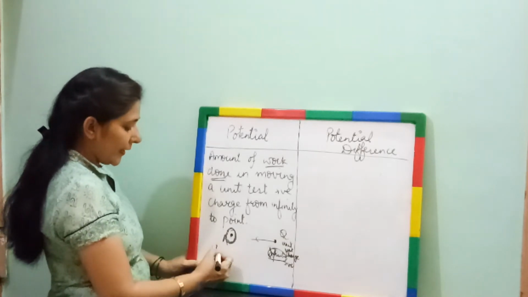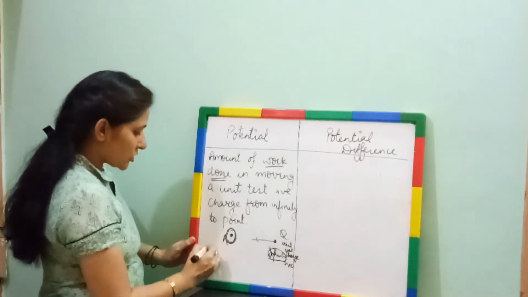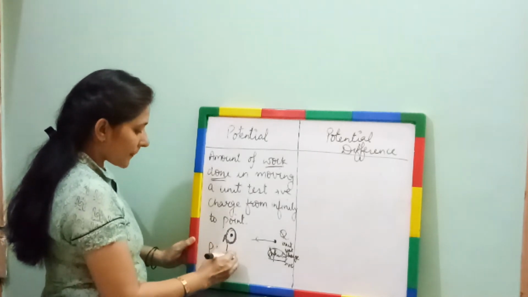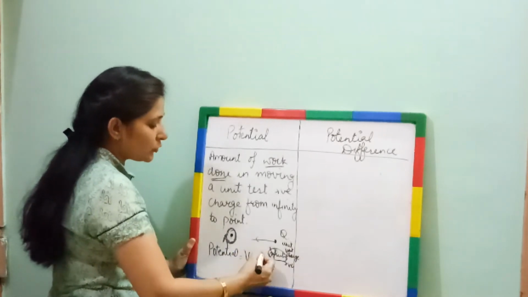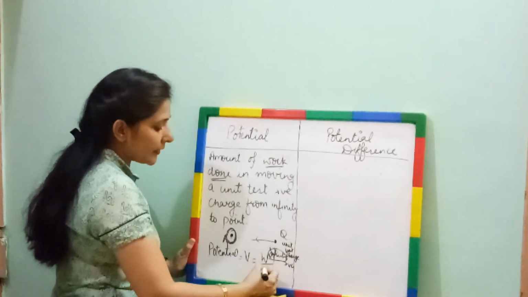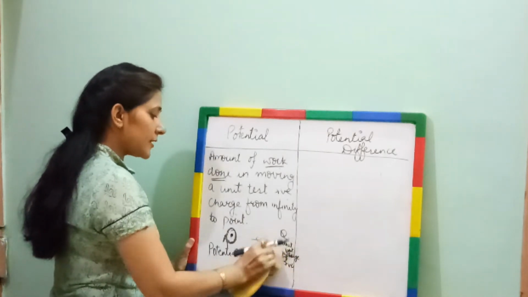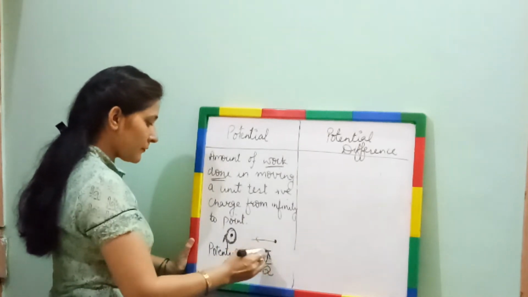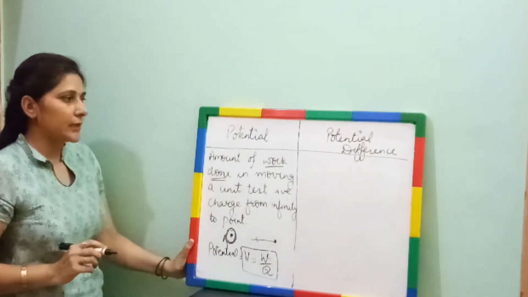That means you can write potential. Potential can be given as V, that is equal to work done in bringing a unit test positive charge, W upon Q. So this is potential, how you can write it mathematically.